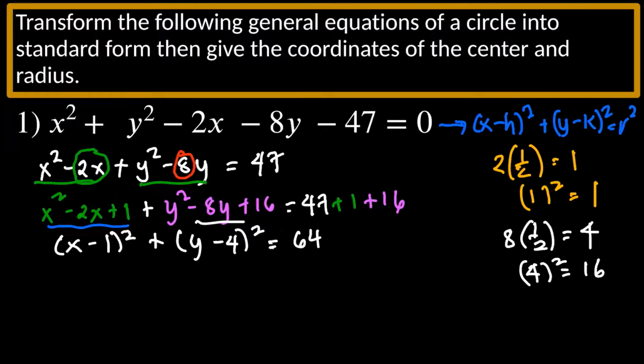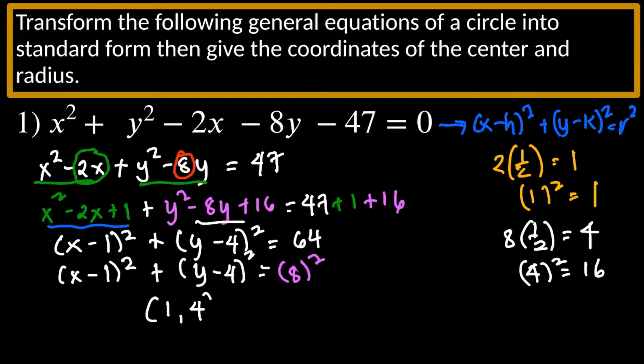All right, now we can simplify this further. You can have it as (x - 1)² + (y - 4)². We can rewrite 64 in exponential form, and that will give us 8². And so we can say now that the vertex, or the coordinate of the center of the circle, is at (1, 4). This is the center, and the length of the radius is 8.